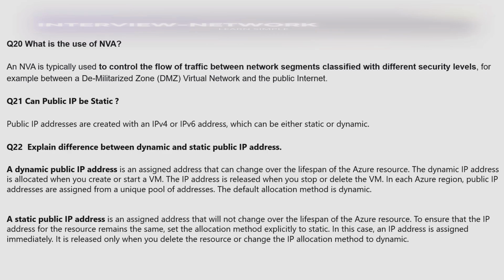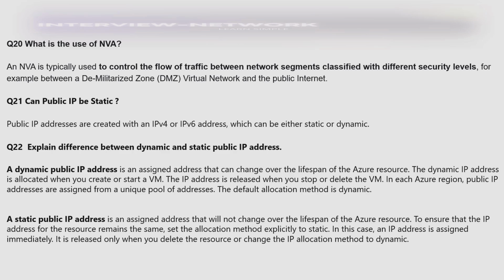Explain the difference between dynamic and static public IP address. A dynamic public IP address is an assigned address that can change over the lifespan of the Azure resource. The dynamic IP address is allocated when you create or start a VM. The IP address is released when you stop or delete the VM. In each Azure region, public IP addresses are assigned from a unique pool of addresses. The default allocation method is dynamic.